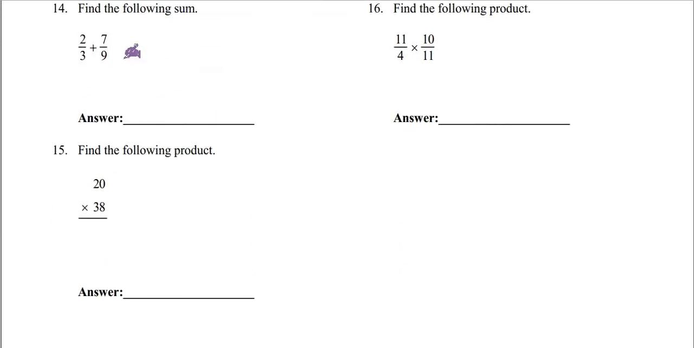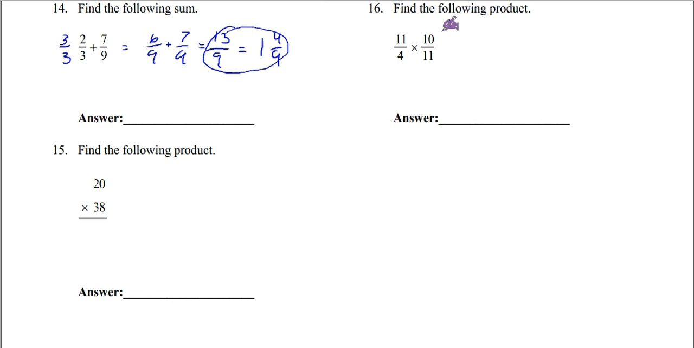Okay, find the following sum. We need common denominators. That's handy, right? 9 will be the common denominator, so we only have to multiply this one by some stuff. 3 over 3, so that's going to give us 6 over 9 plus 7 over 9 is 13 over 9, and that's fine. Or you could, if you wanted to, say 1 and 4 ninths. Okay, so either of those would be fine by me.